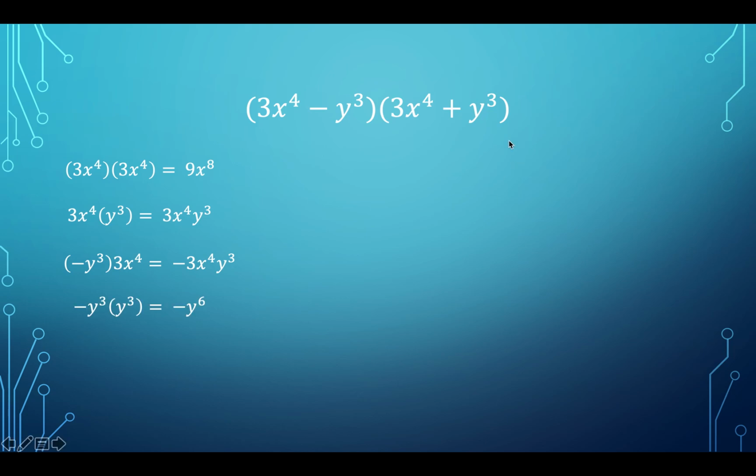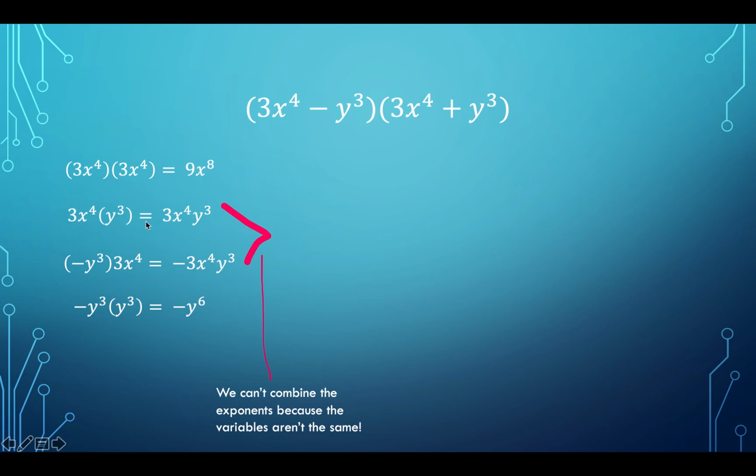And lastly, we do negative y to the third times y to the third, and we get negative y to the sixth. Now these two over here. Now if you're wondering, why wasn't it x to the seventh or y to the seventh? These right here, we can't combine the exponents because the variables aren't the same. So right here, you can't add these. This is just x and this is y. It just stays exactly as it is.